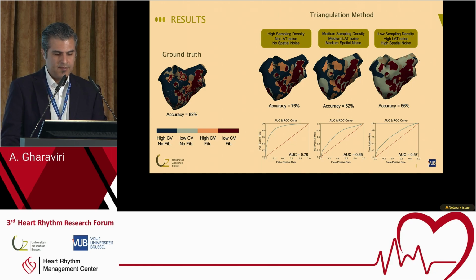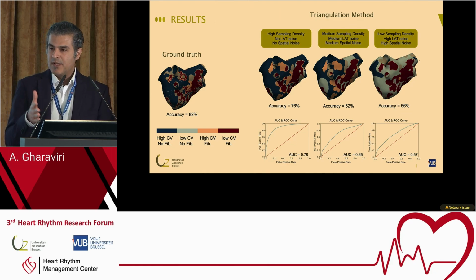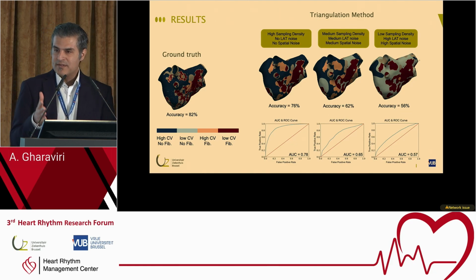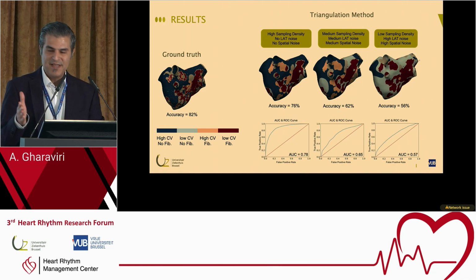But you can see the performance start to drop and drop, as we expected, because triangulation had a tendency to underestimate the conduction velocity. And underestimation of the local conduction velocity caused a false detection of fibrosis, because it's basically on those regions that you expect to have a high conduction velocity. When your calculated conduction velocity is low, it is just detected as a fibrotic one.